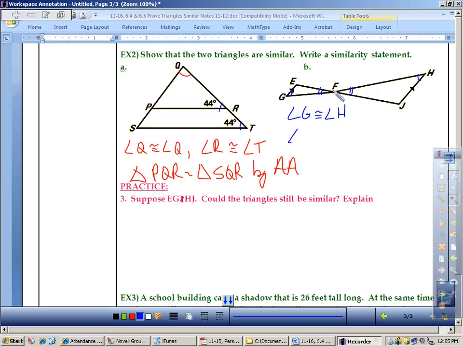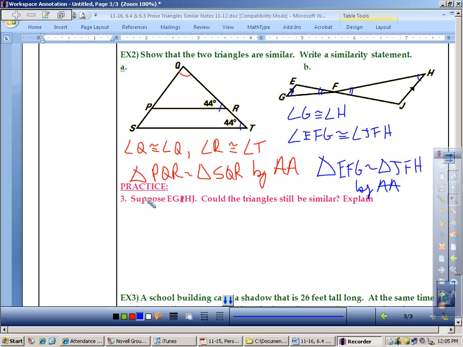Really, you should use the 3 to name these. Angle EFG is congruent to angle, I started here, EFG, so that would be JFH. So the 2 triangles, say EFG, is similar to triangle JFH by the angle-angle similarity postulate.